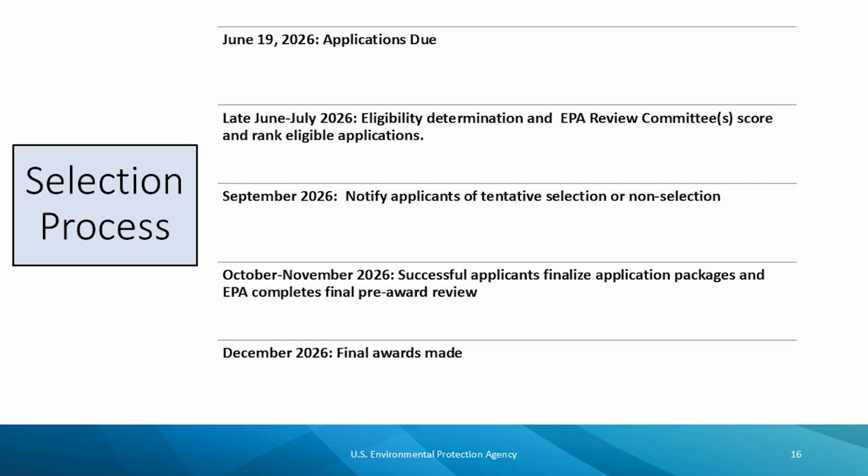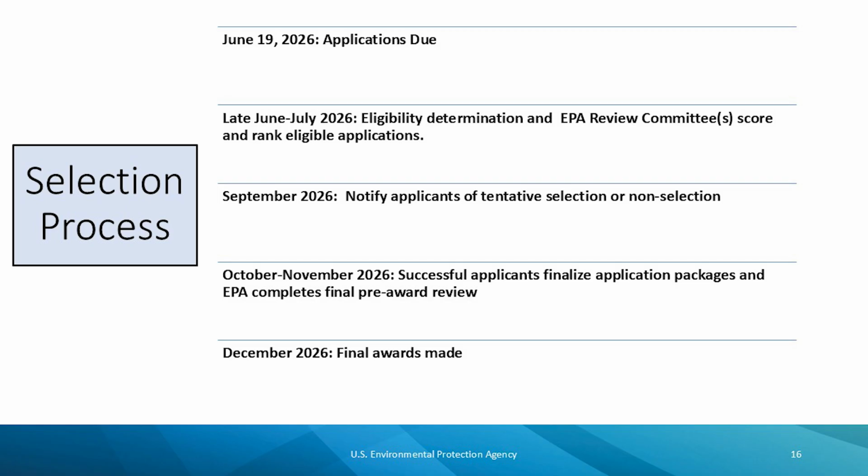Selection process. So, what is the selection process? Applications are due as stated in the NOFO on Friday, June 19th, 2026. EPA first conducts a threshold eligibility review, which should be completed by the end of June. During eligibility review, each application is evaluated to make sure it meets the threshold eligibility criteria found in Section 2. You will be notified if your project is deemed ineligible. If deemed ineligible, it will not proceed to merit review.